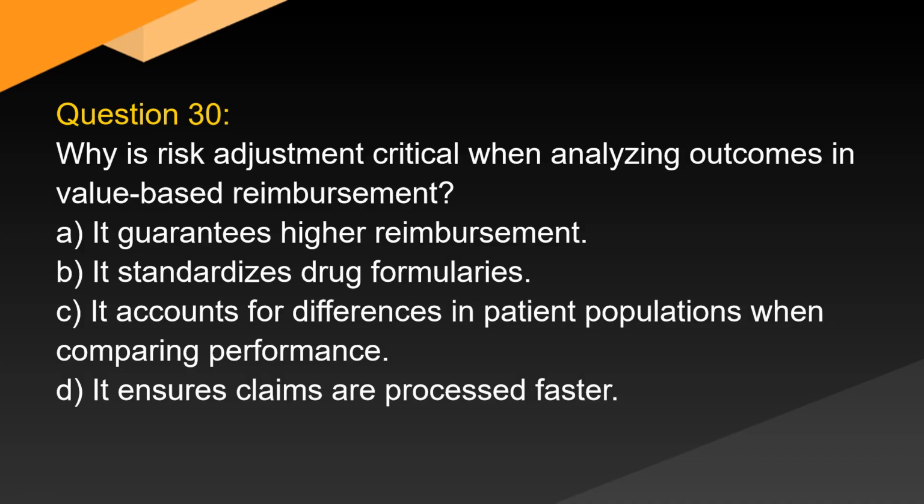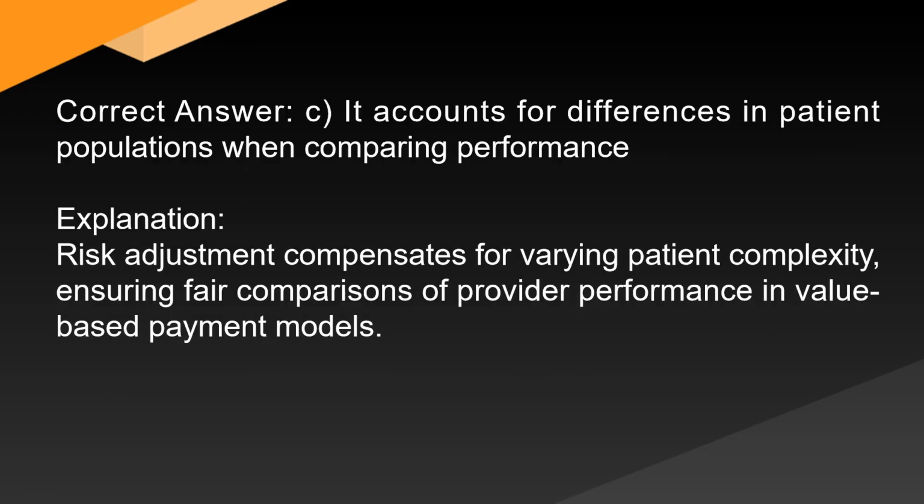Question 30. Why is risk adjustment critical when analyzing outcomes in value-based reimbursement? A. It guarantees higher reimbursement. B. It standardizes drug formularies. C. It accounts for differences in patient populations when comparing performance. D. It ensures claims are processed faster. Correct answer: C. It accounts for differences in patient populations when comparing performance. Explanation: risk adjustment compensates for varying patient complexity, ensuring fair comparisons of provider performance in value-based payment models.